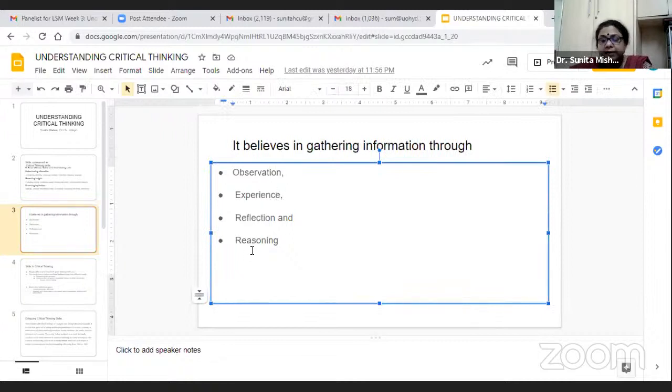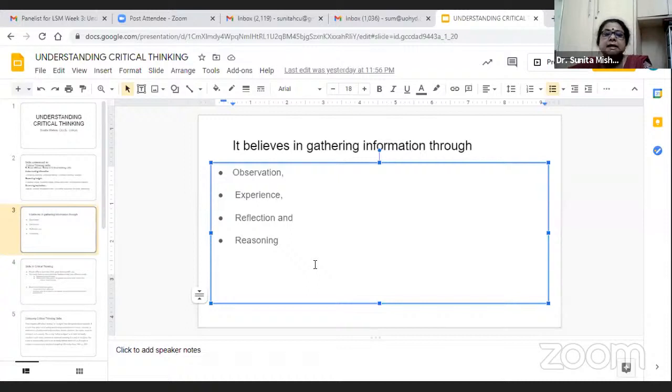Reflection, I would say, is more part of understanding the information that is given and understanding the implications of the information that is given, and reasoning is part of both organizing the information and understanding the information, gaining insight into the information. Now, if you ask me, all these four go into every part of the information processing business.